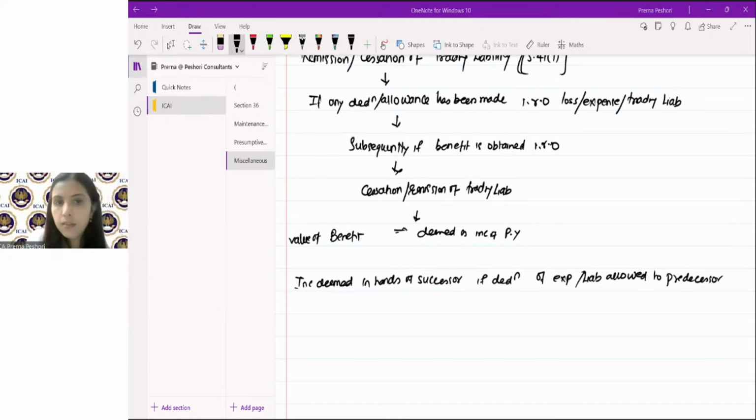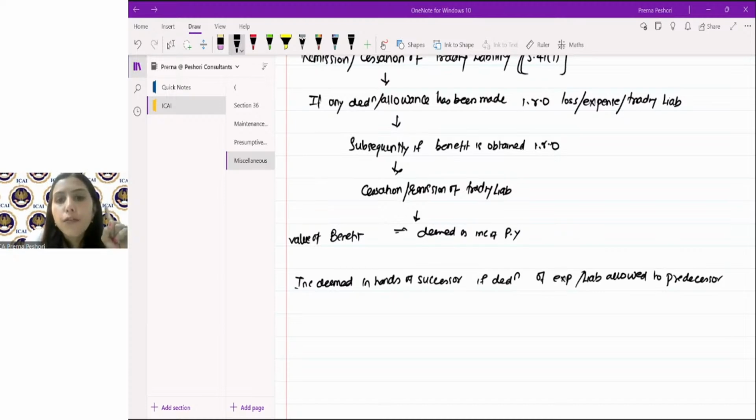Are we clear? So we have finished section 41 as well. Clear? Are we clear? Any doubt till now? Last one section which I wanted to take up.